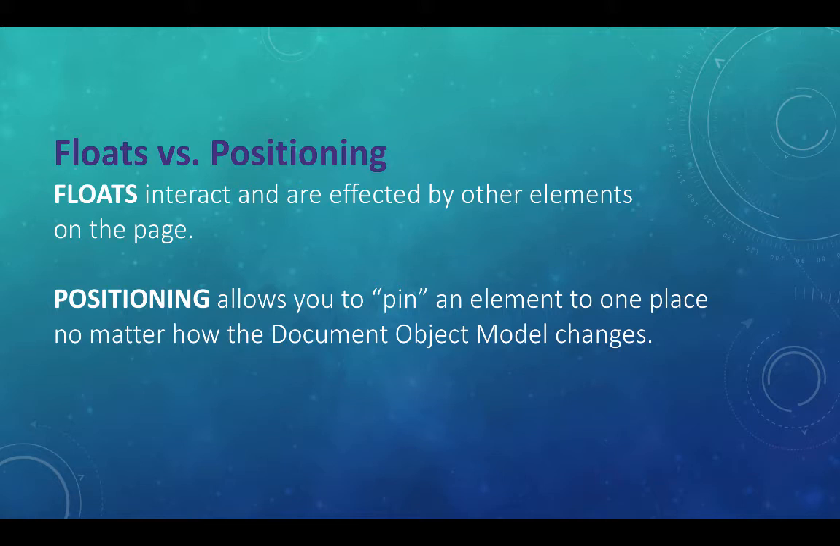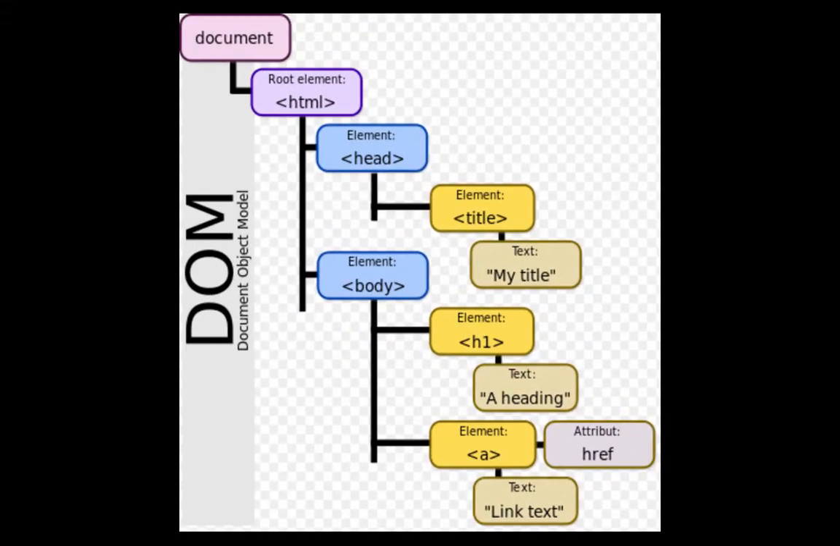By contrast, positioning allows us to place an element in a very specific location no matter how the document object model changes. The document object model is an important term, but we're not going to go into it in real depth here. Think about it as your document flow, and I'll show you what I mean. This image gives us an idea of what the document object model is. Really, it's just the framework of your website, breaking down the code so we can see how all of the pieces relate to each other.